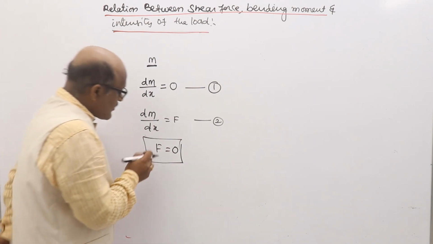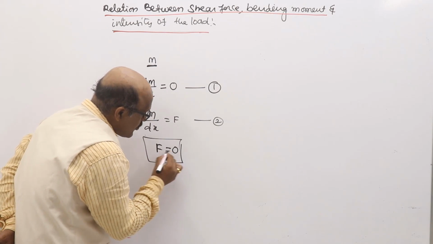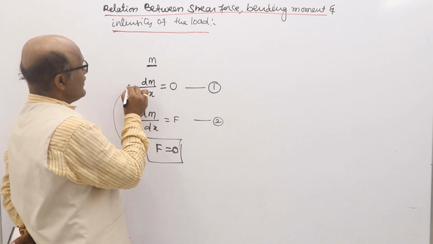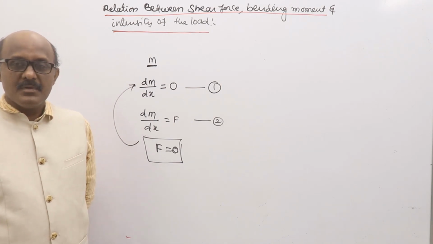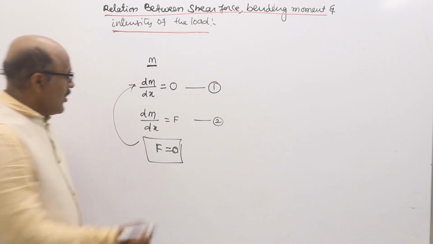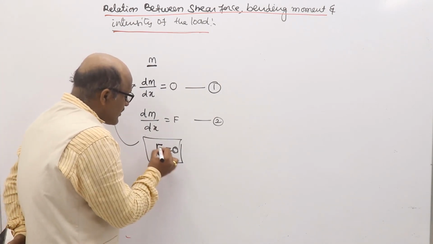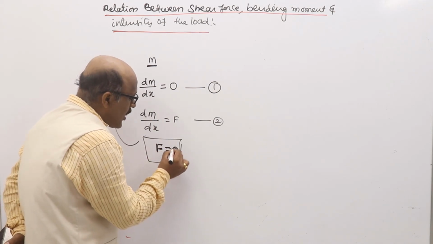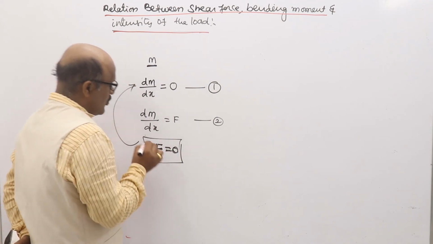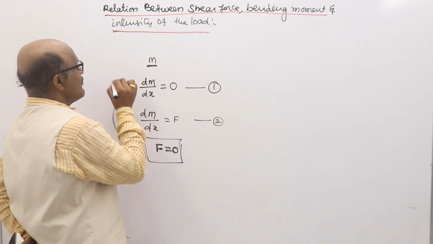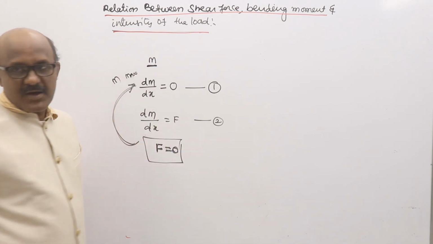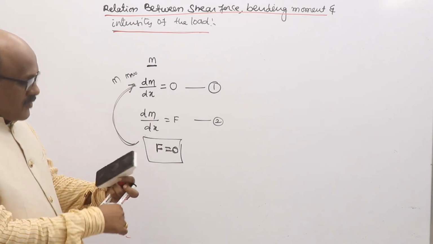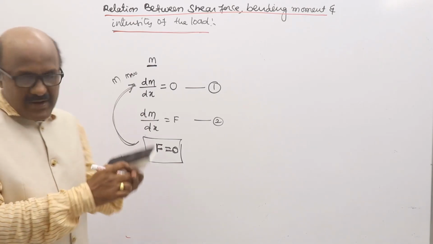So what is the meaning? When shear force is 0, at that point bending moment is maximum. Yes or no? The point at which shear force is 0, at that point bending moment is maximum. M is maximum. Okay. So all of you clear, my dear students?